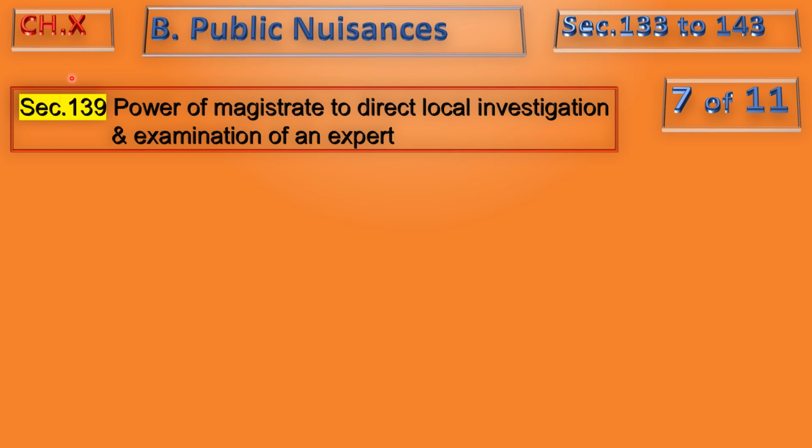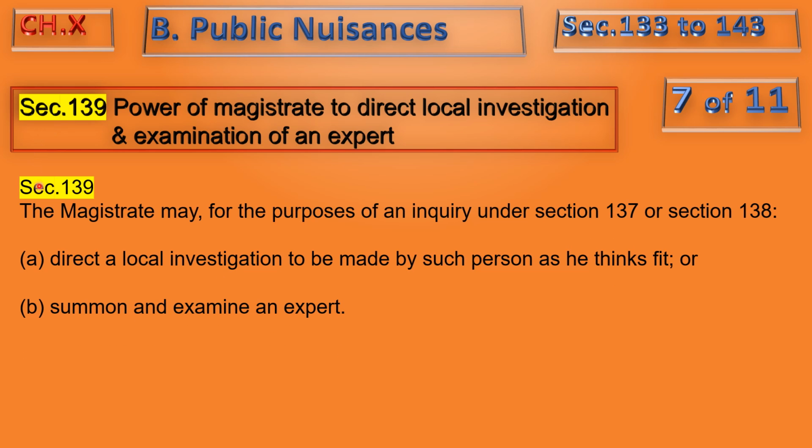Seventh point of public nuisances: power of magistrate to direct local investigation and examination of an expert as per the provision of section 139. Section 139 says, the magistrate may, for the purposes of an inquiry under section 137 or section 138, direct a local investigation to be made by such person as he thinks fit as per clause A, or summon and examine an expert as per clause B.